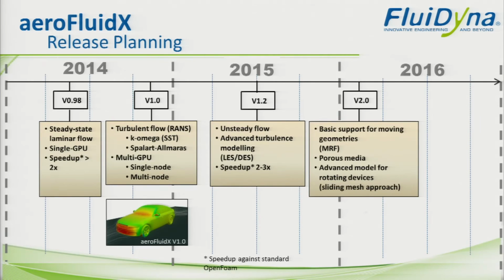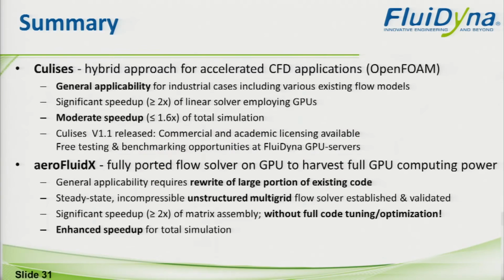So initially, it's going to be single-phase flows, typical to aerodynamics, for example. But down the line, in a couple of years, it should become a generic solver to do everything on GPUs. And just to summarize this portion, Culises takes a hybrid approach where you use both CPUs and GPUs to solve your problem, but the acceleration is limited.